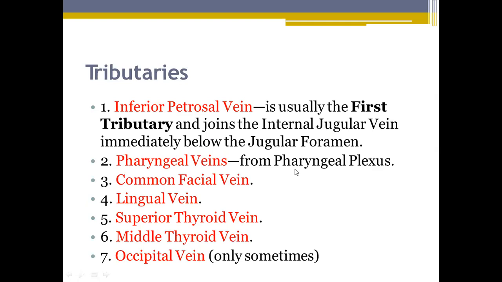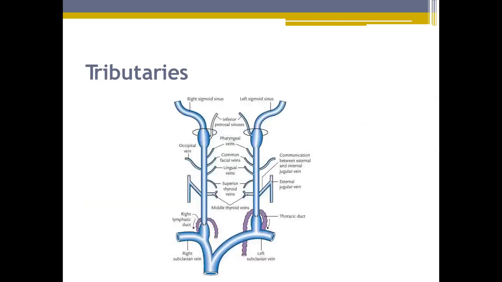Then pharyngeal veins from the pharyngeal plexus, common facial vein, lingual vein, superior thyroid vein, middle thyroid vein, and occipital vein sometimes. So these are the 7 tributaries of the internal jugular vein. You must remember these tributaries because they are going to ask these things in the exam. So we can make out here the inferior petrosal sinus draining into the internal jugular vein, the pharyngeal veins, the common facial vein, lingual vein, superior thyroid veins, and the occipital veins draining into the internal jugular vein.